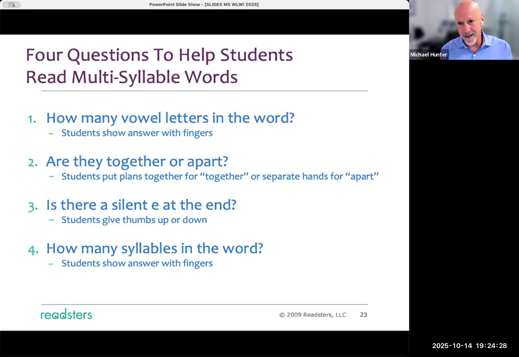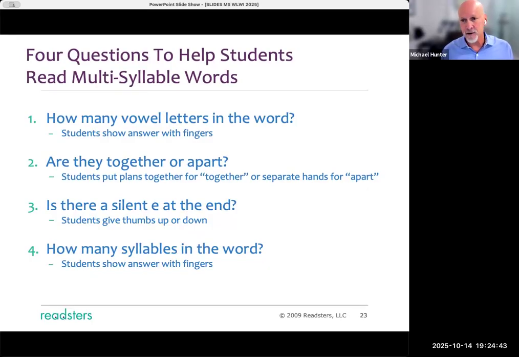Then, is there a silent E at the end of the word? Because we know that E by itself is not going to spell a sound. It's going to work with the vowel before the consonant to spell the vowel sound. And that sets us up for how many syllables the word looks like it has. That's how you think about dividing into the chunks that become your syllables.